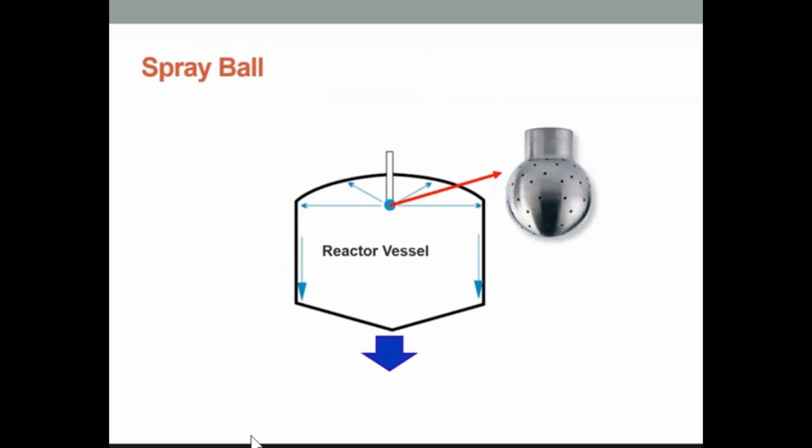So for this mechanism to work, you need to have a spray ball. It would be an integral part of this cleaning process, and typically you would find it inside your reactor. It needs to be in a position where the spray can catch all areas of the vessel.